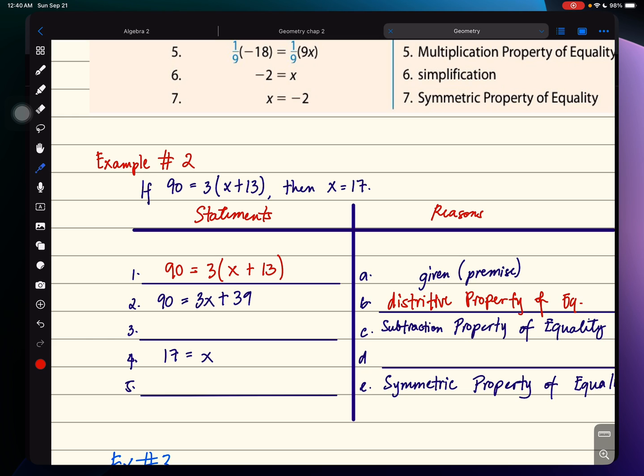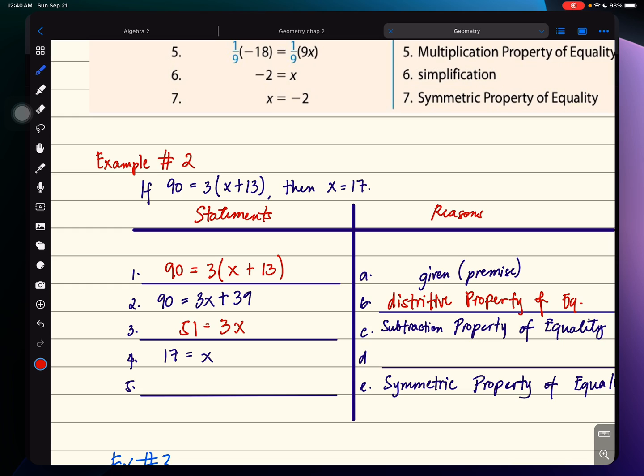Awesome. You have to subtract 39 from both sides. And we all know that if we subtract 39 from 90, it will become 51. So let's write 51 equals 3x. Now, we already have statement number 3.